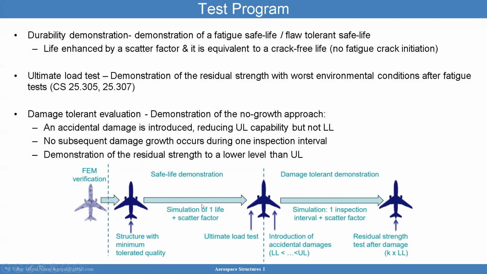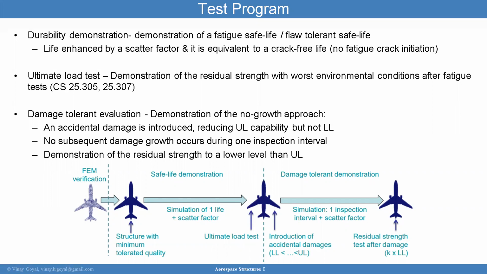So again, here's the difference between safe life in the aircraft style and the launch vehicle style. So here again, no fatigue crack initiation at the end of this testing. Ultimate load test at that point. And here, what you're looking for is demonstration of the residual strength with worst case environmental conditions after the fatigue test. So after you're done with the fatigue test, ultimate load test, and you have to meet the 1.5.